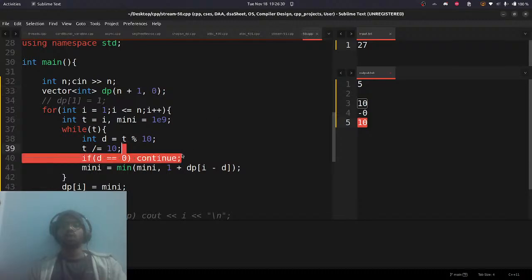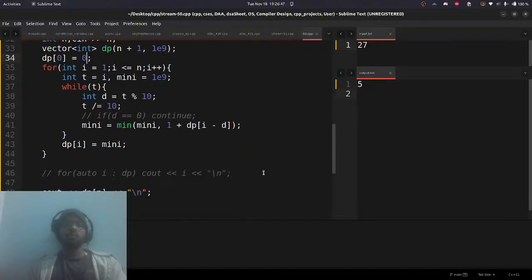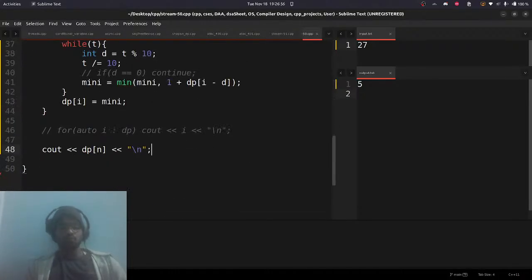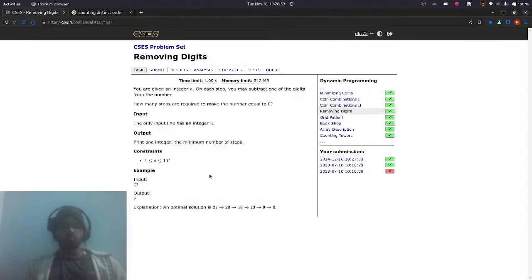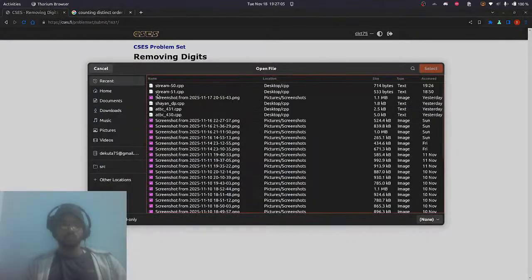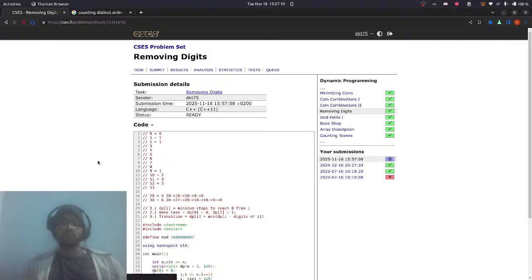So instead of this I think I can do it like this also. I'll just initialize dp with this, and then I'll set my dp[0] as 0. I think this should work as well. Yep, and this will also work. So whatever you think is cool, let's submit it. Done.